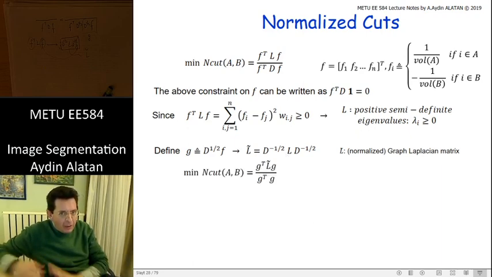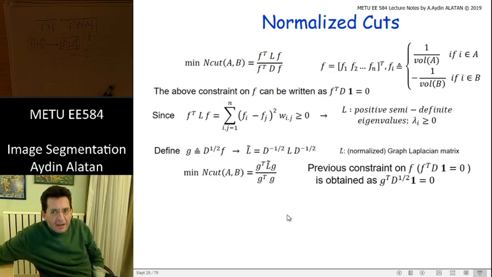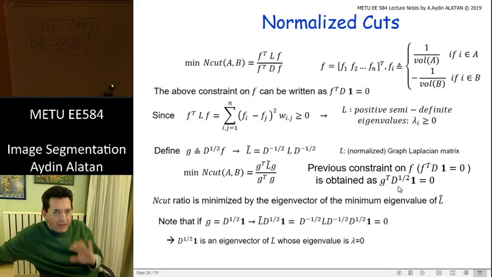Now it has a name, the normalized graph Laplacian matrix. My minimum cut formulation is changing. It was initially this, perfect. Now it is this, but in the denominator there is no more matrix, just a vector inner product with itself. Okay, this is a scalar. The previous constraint was this constraint on F. Wherever I see F, I write this thing, and I have this new constraint. Now, I obtained the solution.